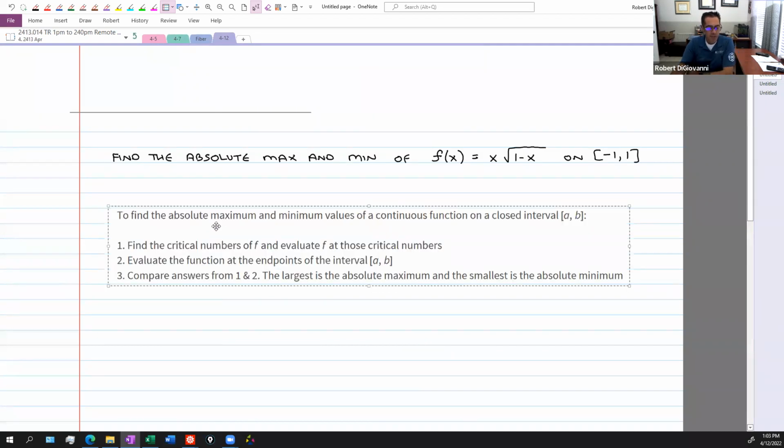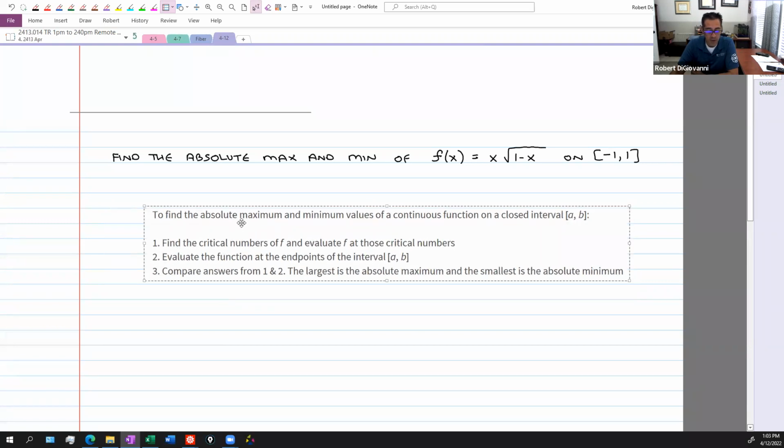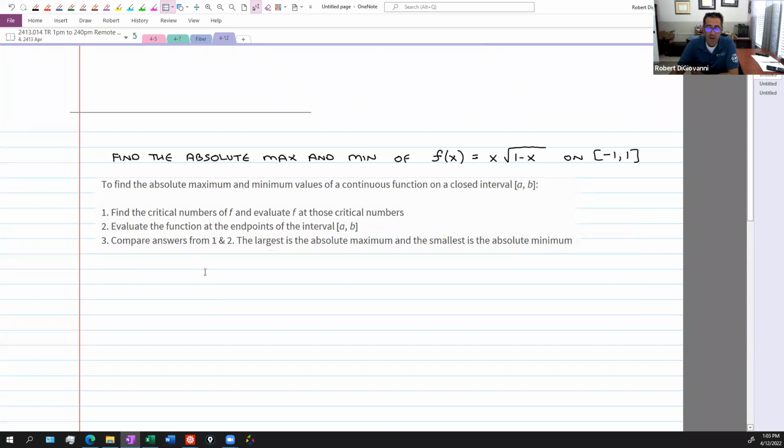So to find the absolute maximum and minimum values of a continuous function on a closed interval, we're going to find the critical numbers of the function. Then we're going to evaluate the original function at those critical numbers. Then we will evaluate the original function at the endpoints and compare everything. The biggest number we get out is our max value. The smallest is our min.